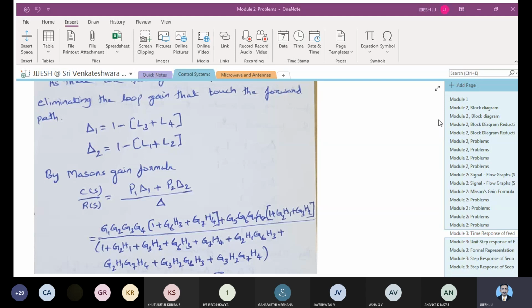But since it is in class, it will take almost 40-45 minutes, because I have to make you understand these things and solve it. So the first thing we'll be studying in module 3 is the time response of feedback control system. So write down module 3, time response of feedback control system.